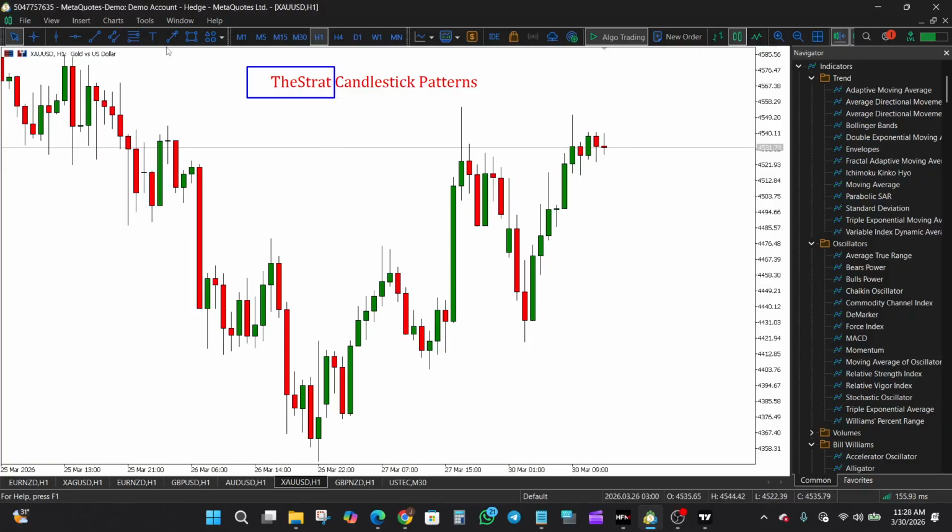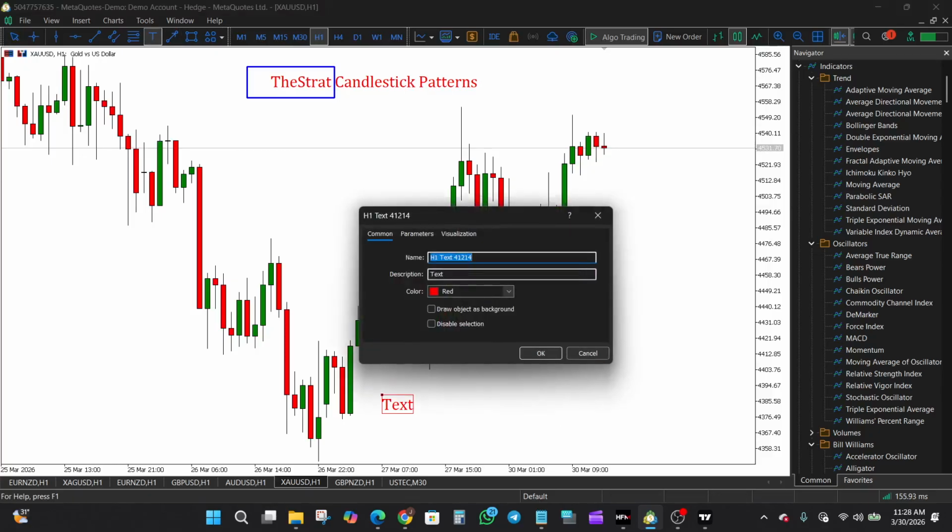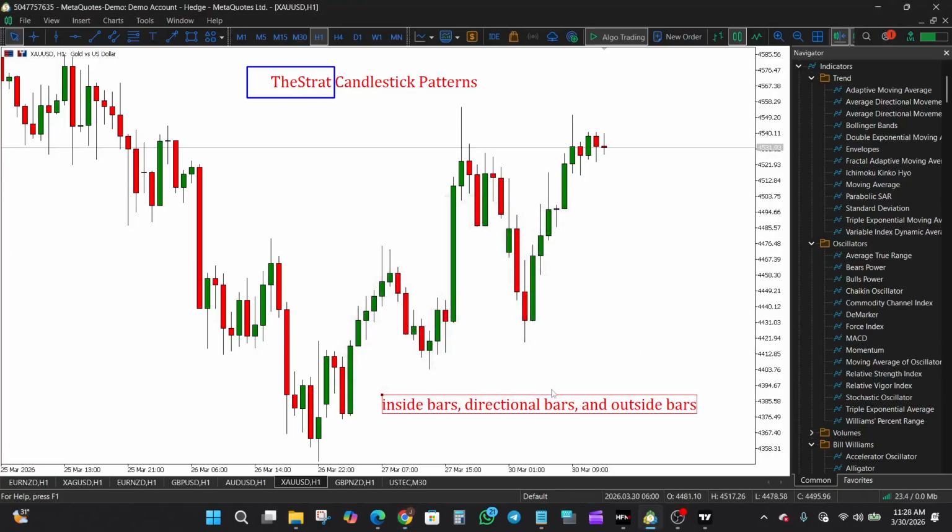The three main candle types are inside bars, directional bars, and outside bars. So these are the three main candle types. These patterns help traders understand how price is moving and where it might go next.